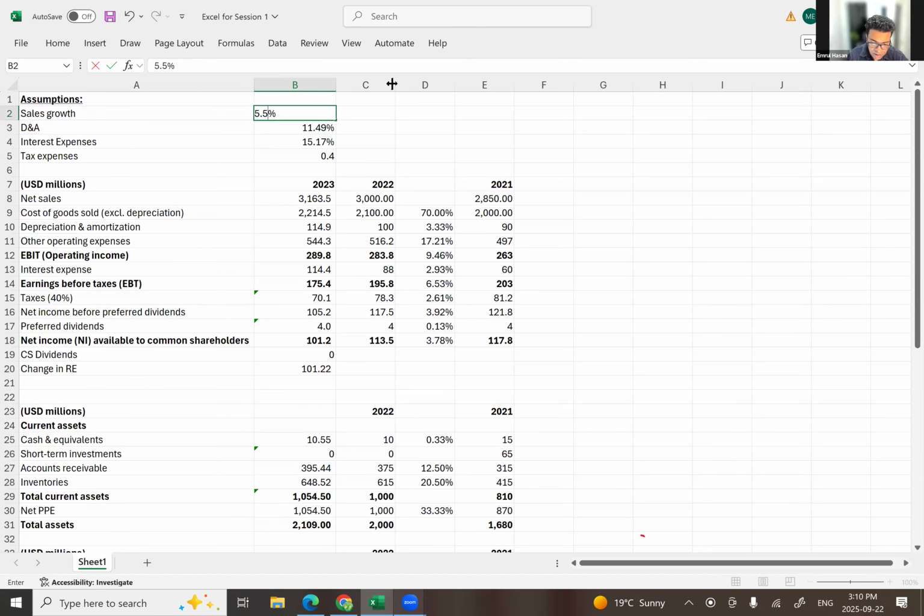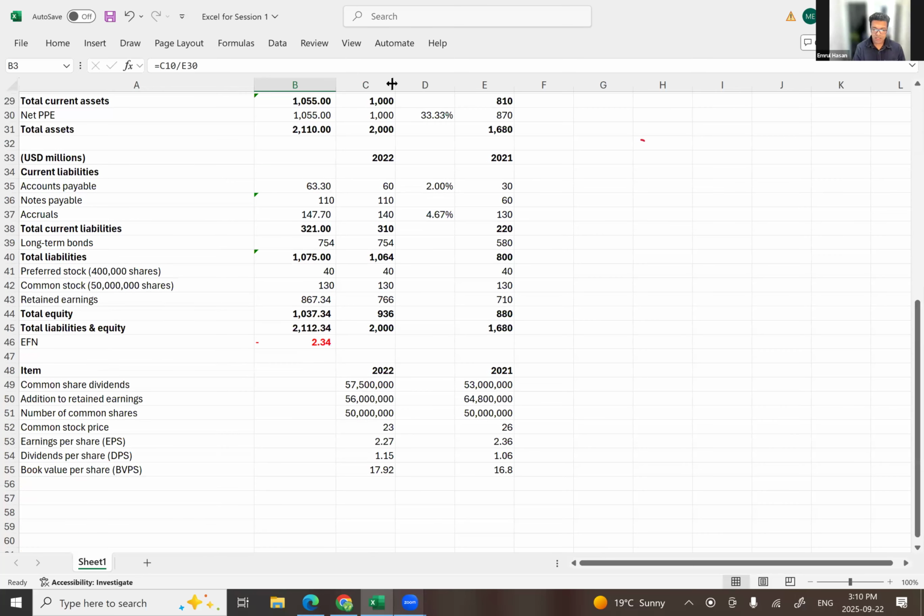So do you understand? I can do this iteration, keep going. Your balance sheet will balance. I mean, not budget. I'm an economist, right? So your balance sheet will balance, and still you have some money left over. You do not need external funds, and you can still grow by 5.5%.